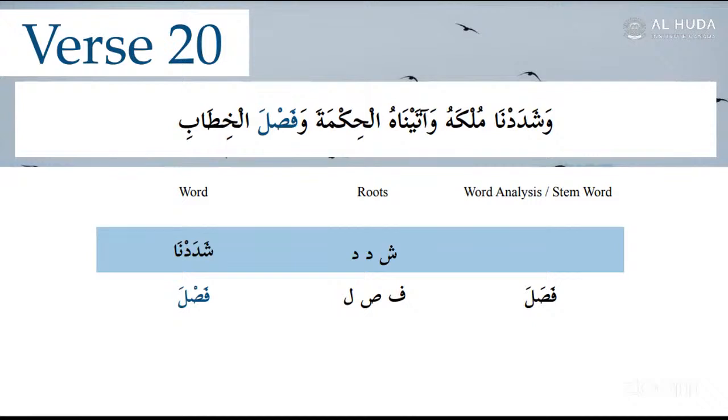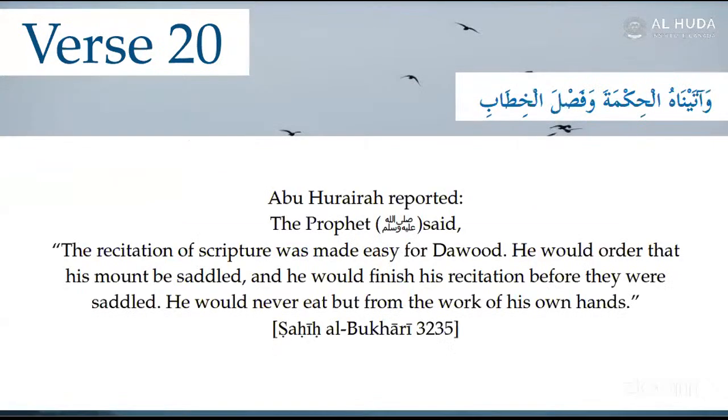We learn that Rasulullah sallallahu alaihi wasallam said the recitation of scripture was made easy for Dawood. He would order that his mount be saddled, and he would finish his recitation before they were saddled. He would never eat but from the work of his own hands. So Allah gave Dawood alayhi salam a lot of mental strength, decisive speech, and so he was tested in this regard.